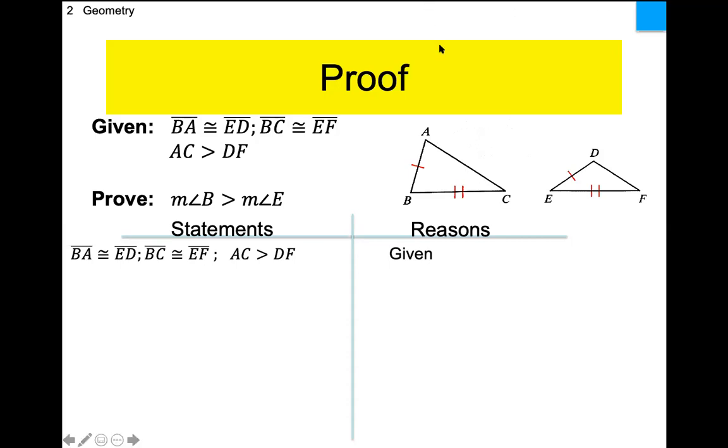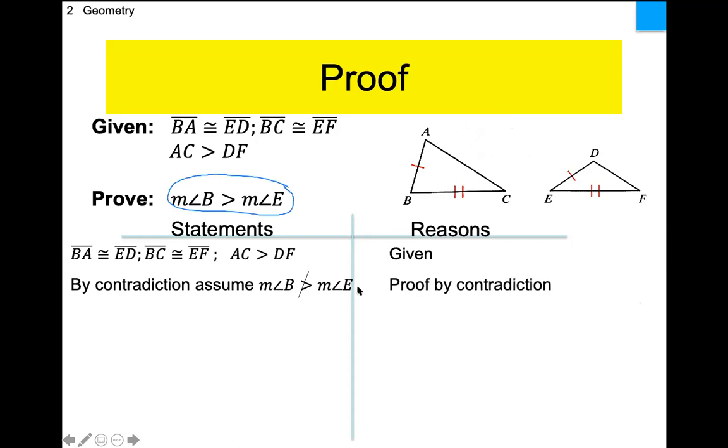So just so you remember, by the way, there will be a proof by contradiction on the test. When you do a proof by contradiction, your first statement is still your given. Your second statement will always be that you contradict the proved part. So what statement am I about to make? That angle B is not bigger than angle E. There you go. So by contradiction, we will assume the opposite. We will assume that angle B is not bigger than angle E, and this is called proof by contradiction.